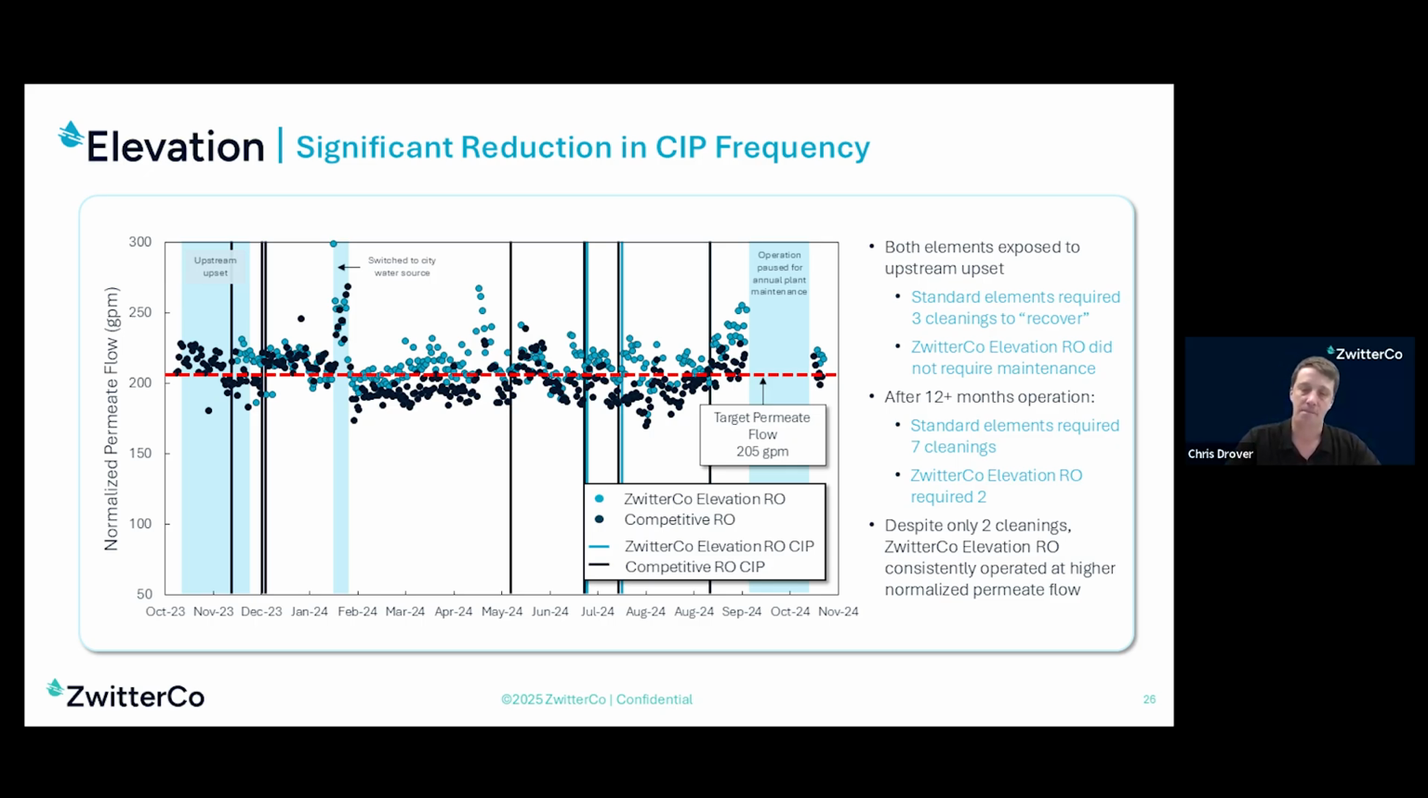And as Umang said, different sites have different operational priorities. At this site, reducing the cleaning frequency and running at a higher normalized permeate flow were big value drivers for this end user.